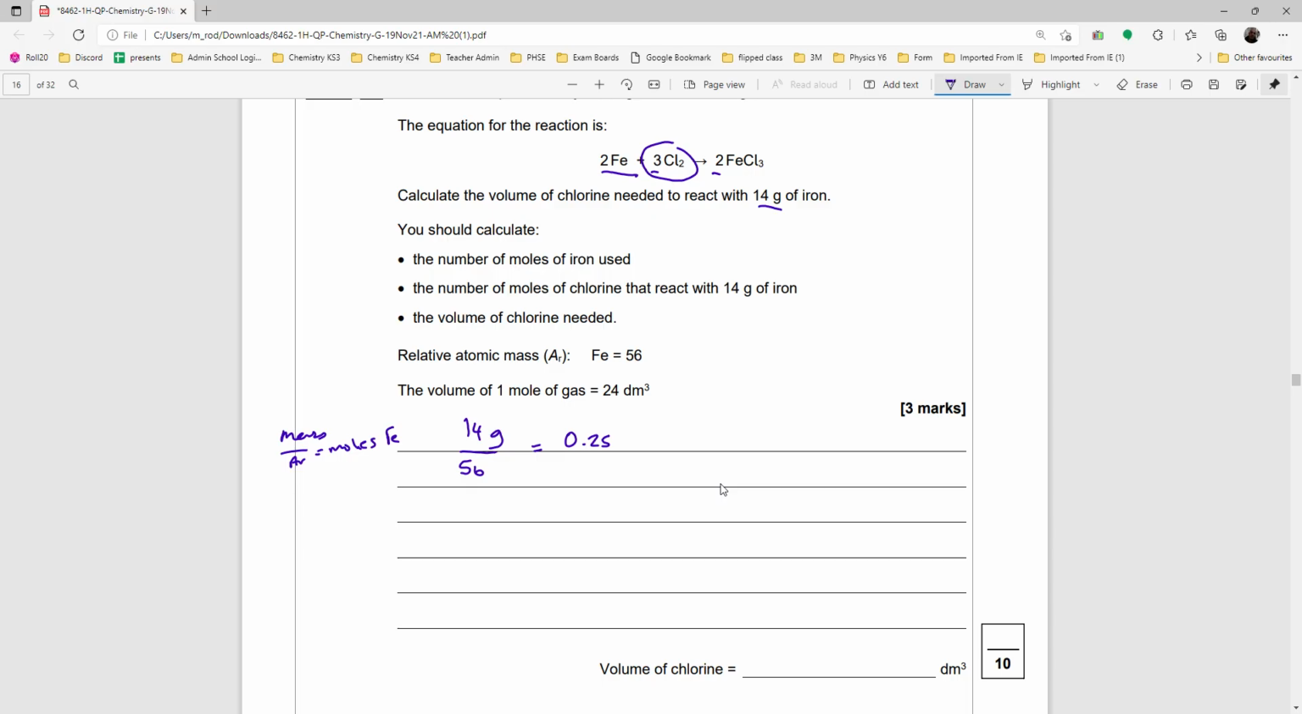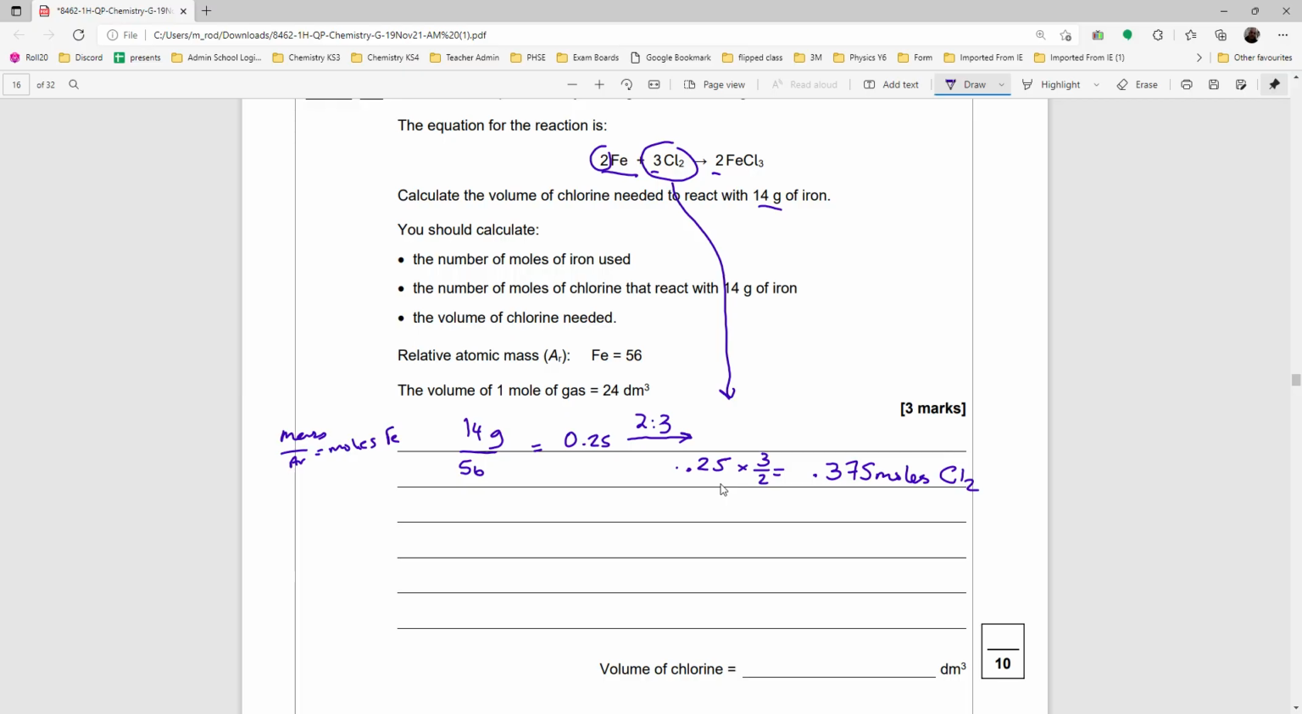Next, I need to figure out exactly how much I'm going to need. So I'm going to figure out the ratio between iron and the chlorine. For every 2 of these, there will be 3 of these. So for every 2 moles of iron, there will be 3 moles of chlorine gas. So I just need to figure out the ratio, and that's going to be 0.25. And I'm going to multiply it by the ratio, which is 3 over 2. And that's going to give me 0.375. And that's going to be my moles of Cl2.